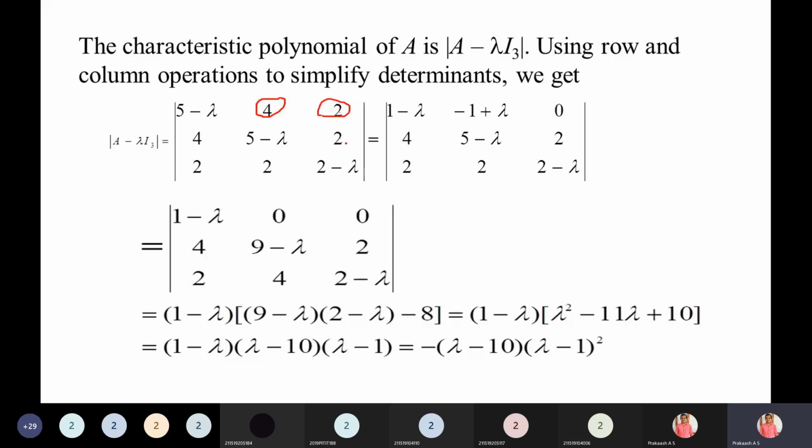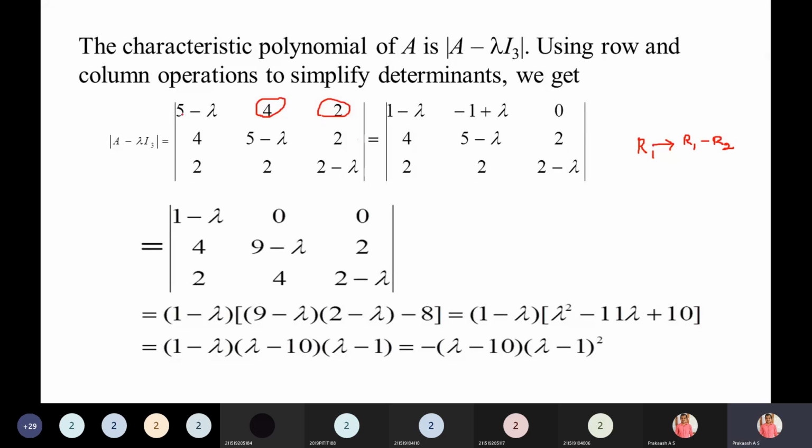A13 and A23 are same, so that I apply the transformation. What transformation do I apply? R1 is R1 minus R2. I apply that, then only 2 minus 2 is 0.